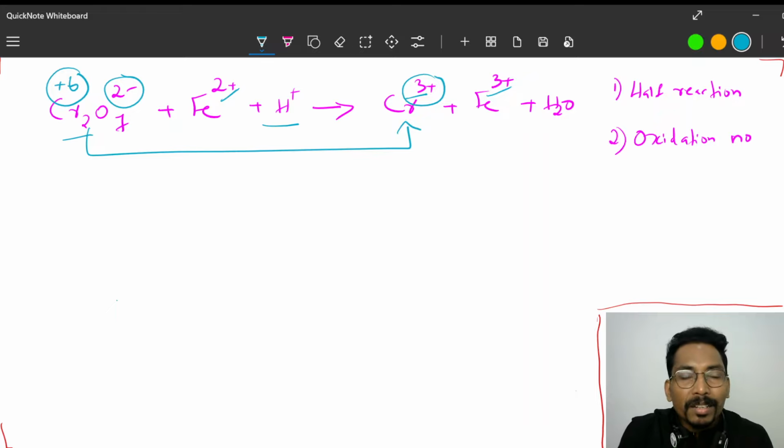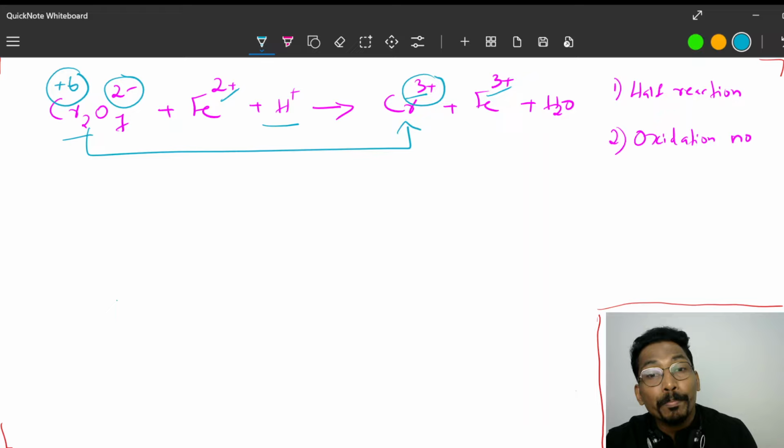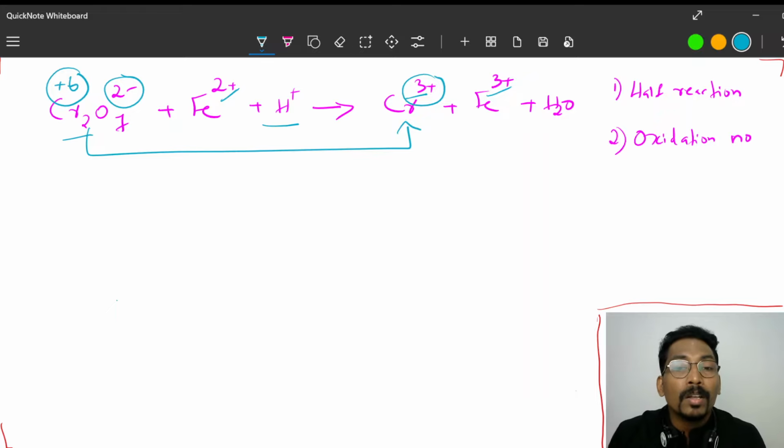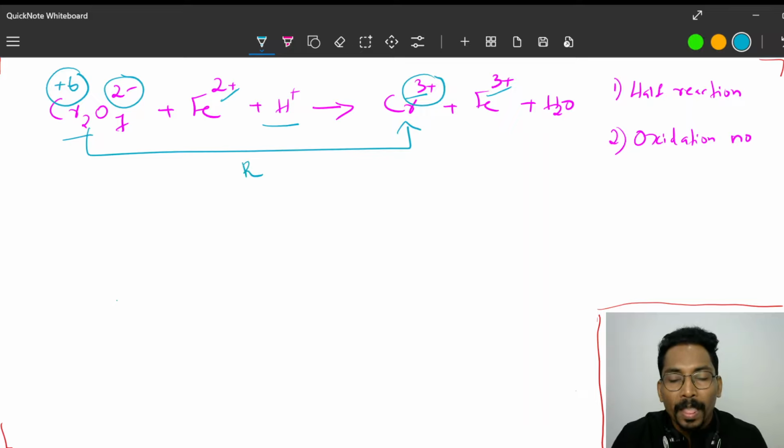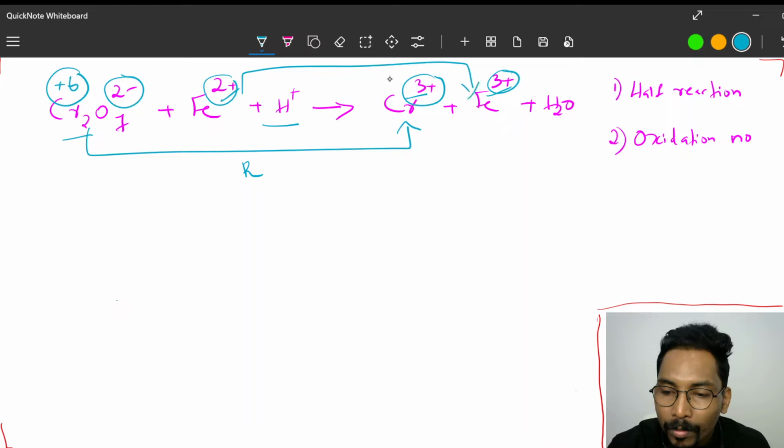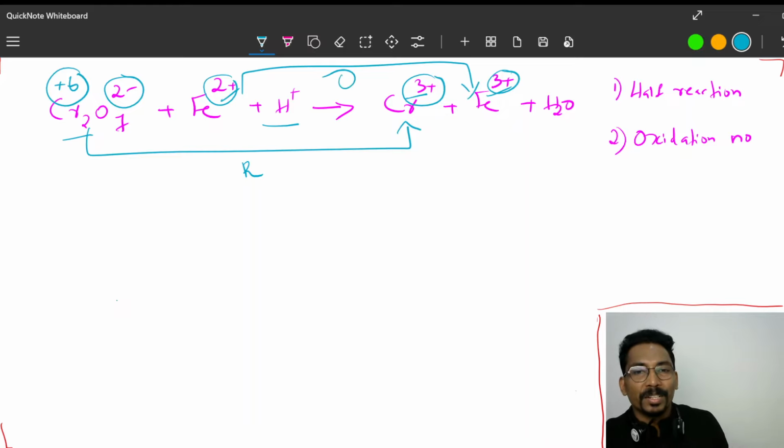Clear? Because here on the left side chromium is in +6 oxidation state and on the right side chromium is in +3 oxidation state. That means the oxidation number is decreased, so that is reduction. And what is happening to iron here? Iron is in +2 oxidation state, increasing to +3 oxidation state. So you can mark that as oxidation. Now we identified which is oxidation and which is reduction.